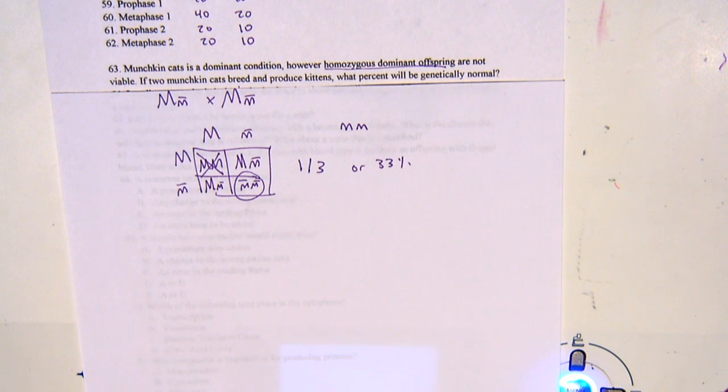So really the question is pretty simple. We just have to make sure that you know if something is not viable, we do not include it in our percentages.